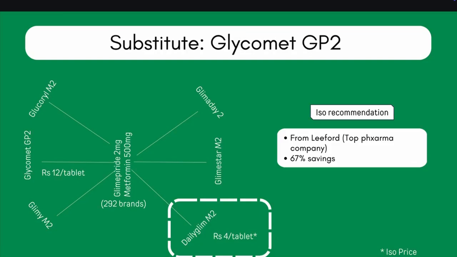So let's have two or three examples of different medicines and how it can save money. Glimepiride 2 mg and metformin 500 mg is a combination that is taken by a lot of diabetic patients. There are multiple medicines like Glucoril M2, Glymadate 2, Glimestar M2, Glyme M2. But Isomed suggests Diaglim M2, which is from Leaford, a top pharma company. It comes at a 67% saving to the customer.